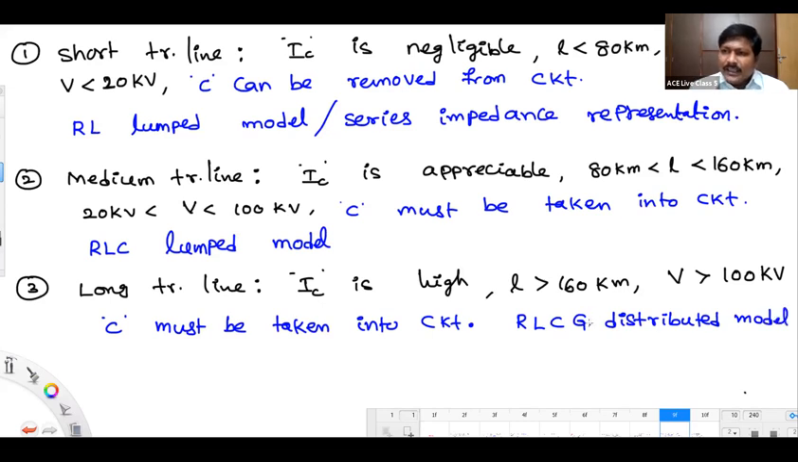Don't bother about this G actually. If they have given it, we will take it into the circuit. If they have not given it, we can neglect it. That's a small rule we have to follow. But in general, I am saying this: RLCG distributed model representation for the transmission line.